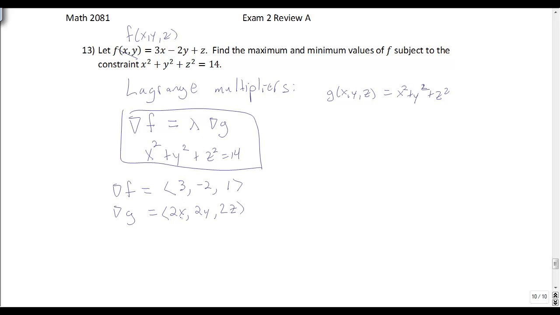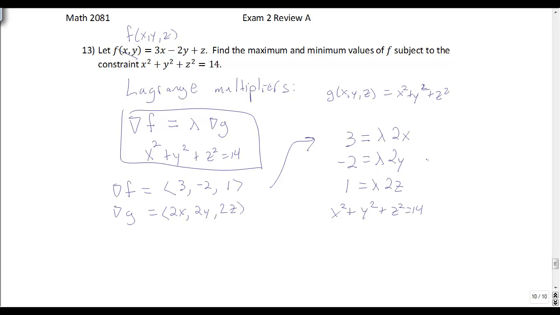But when you set these gradients equal to each other, you really get an equation from the x component, the y component, and the z component. So from the x component, we get 3 equals lambda times 2x. From the y component, we get -2 equals lambda times 2y. From the z, we get 1 equals lambda times 2z. And then we get x squared plus y squared plus z squared equals 14. So now we have 4 equations, 4 unknowns.